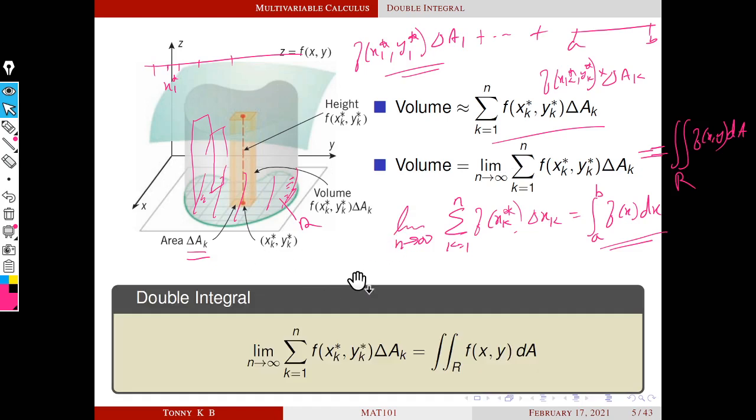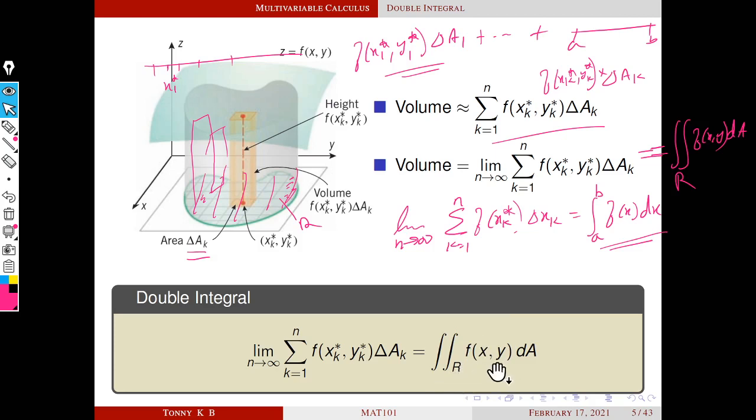So analogous to one-dimensional calculus, one-dimensional integration, we can represent this infinite sum, limit n tends to infinity, sigma k equals 1 to n, f of xk star, yk star, delta ak, which is denoted by the double integral over R of f of x, y dA. Okay, this is only notation. This is the actual value. This is only notation, similar to one-dimensional integration.